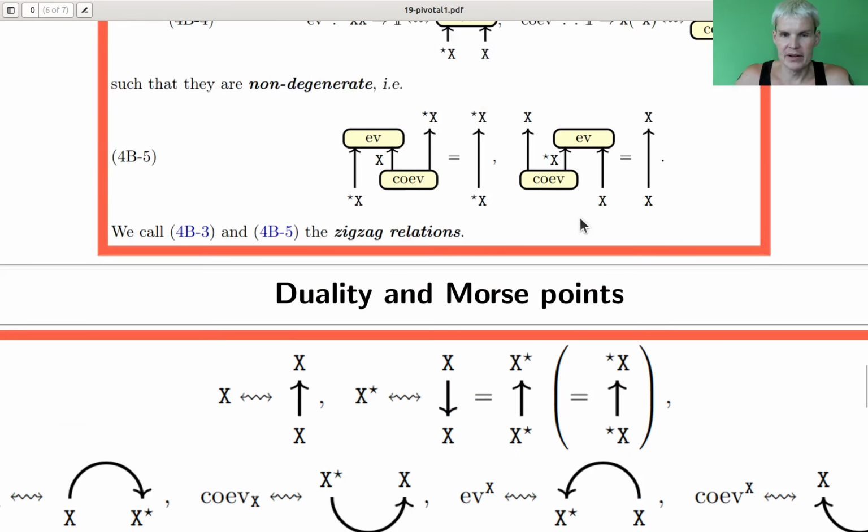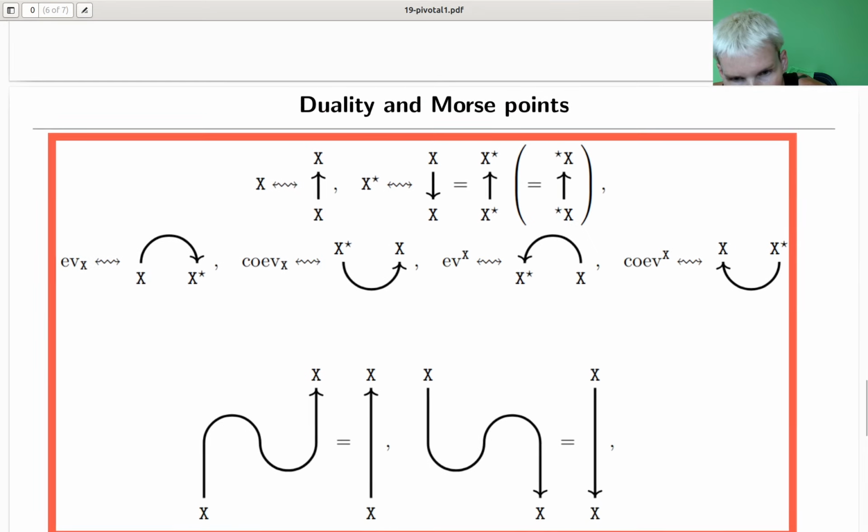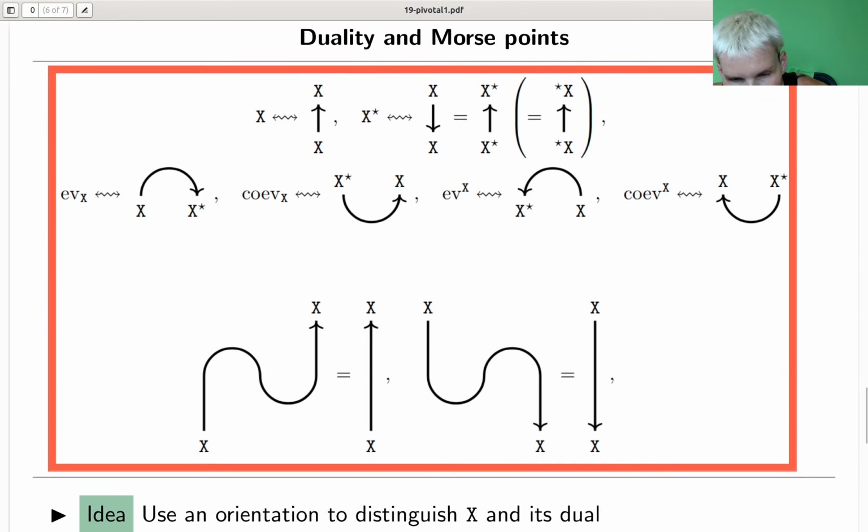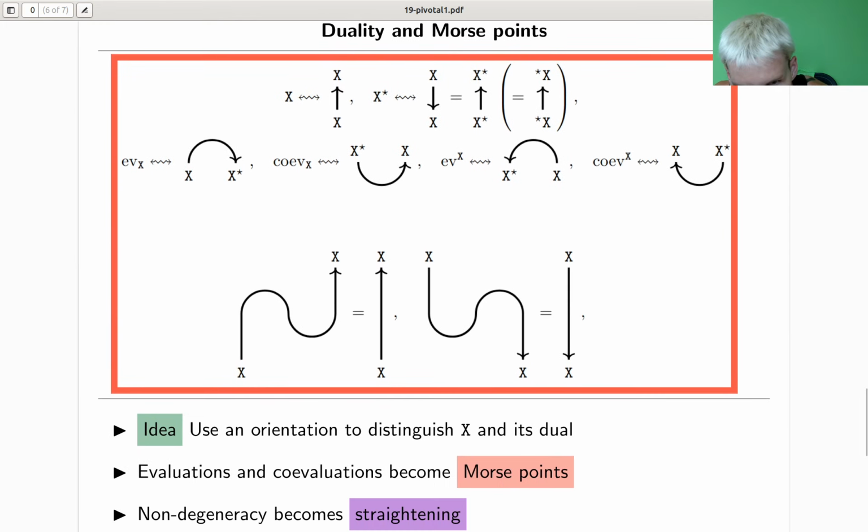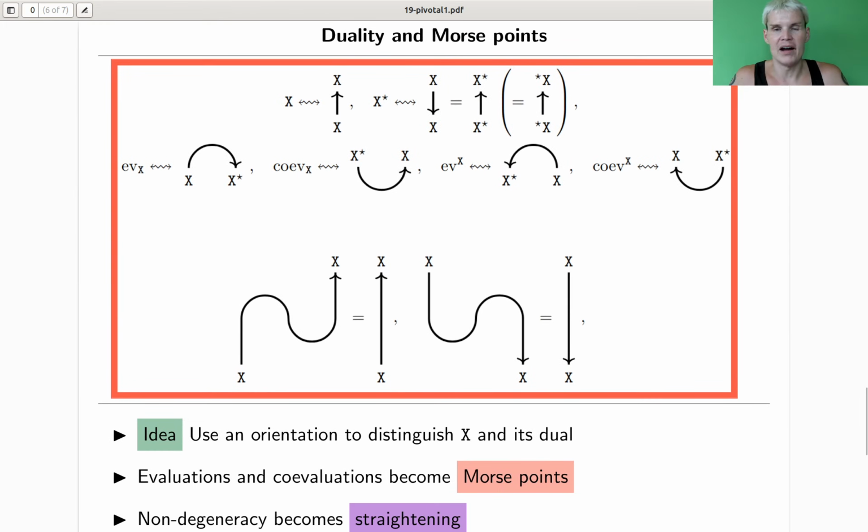Not super difficult. But why do I call that Morse points? Because eventually I would like to draw the following diagrams. So I use the following trick. Let's do that maybe a little bit zoomed out. I draw X as a line, as I usually do, but I put a little orientation on it. And by that I mean, whenever it's pointing upwards, it's X itself. Whenever it's pointing downwards, it's actually the dual. So I distinguish X from its dual by an orientation. And let's assume that left and right dual don't make any difference, they're the same.